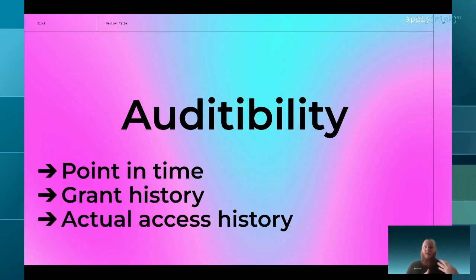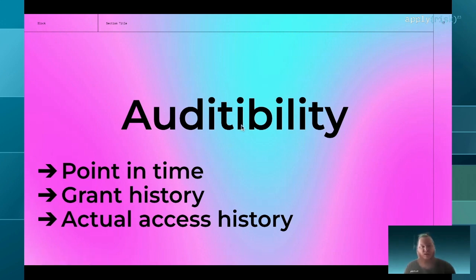So when I'm talking about auditability, the most important part to me is that you support point-in-time state visibility and analysis of your access control system. So for any point between the beginning of your system and now, you can understand what resources were available to what users. There are two sides of this. So first is just understanding what grants were active at any given point. The second is the actual access history. And depending on your use case, both of those are going to be important.